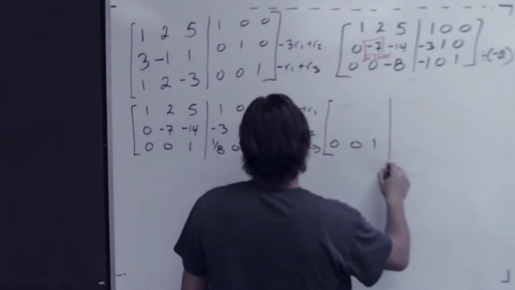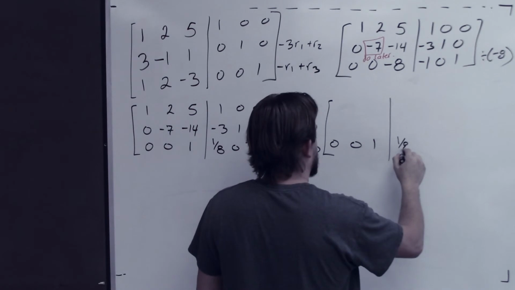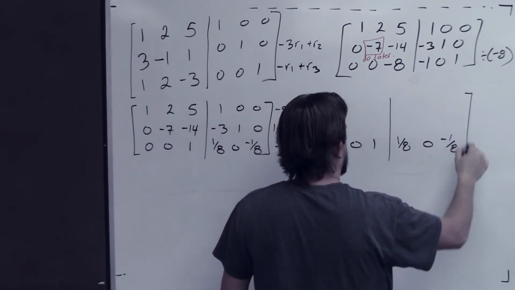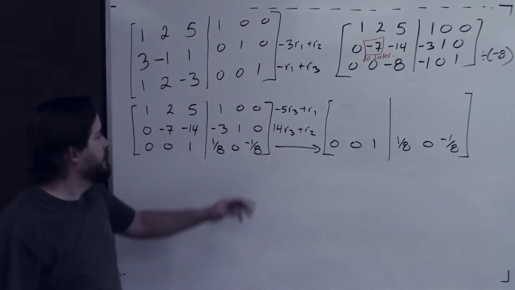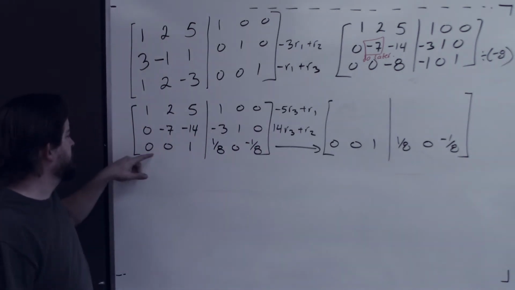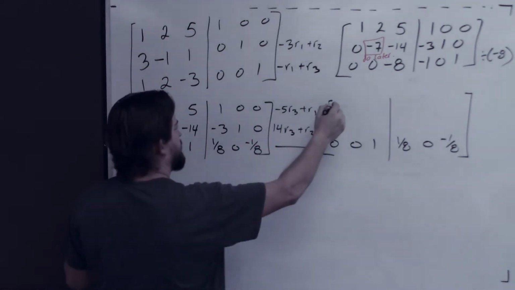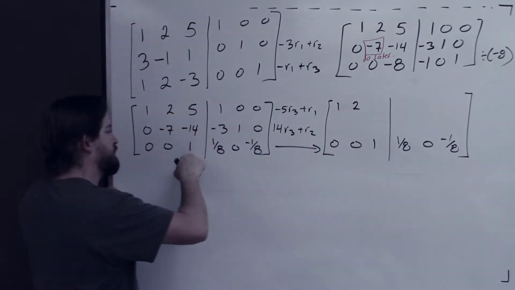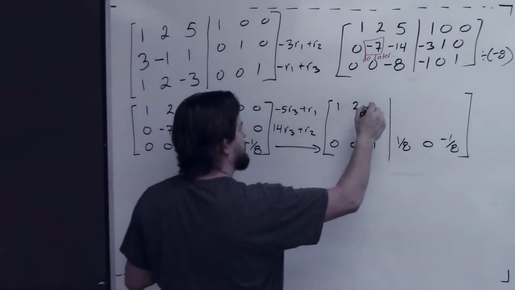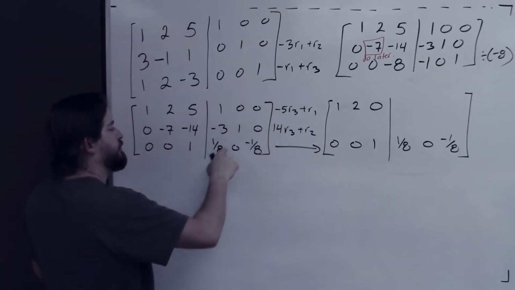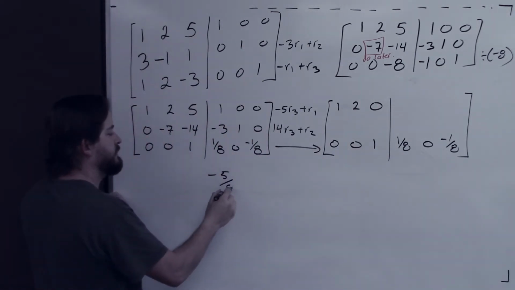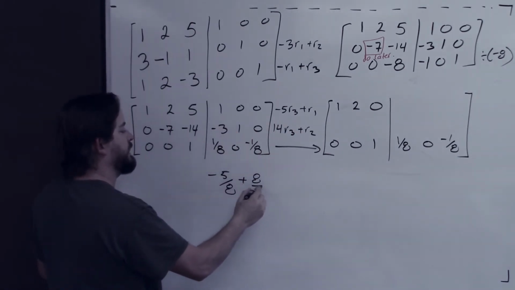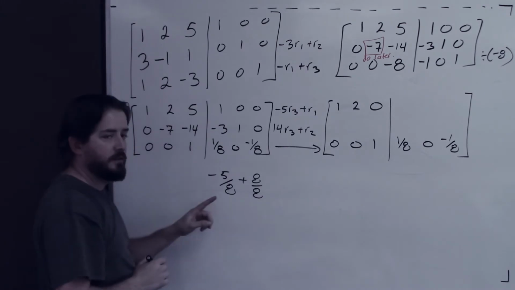0, 0, 1, 1/8, 0, negative 1/8. Negative 5 row 3's plus row 1 gives me 0 plus 1 is 1. 0 plus 2 is 2. Negative 5 plus 5 is 0. Negative 5/8 plus 1, or plus 8/8 is 3/8.